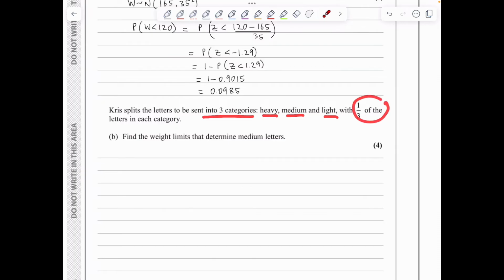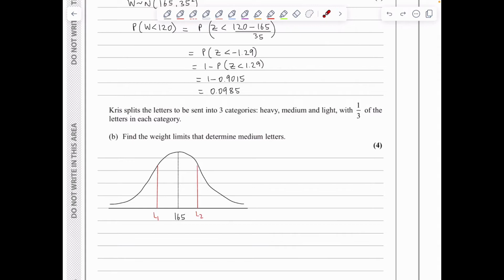of the letters in each category, and we need to find the weight limits that determine the middle category, the medium letters. So it makes sense to start by drawing a bell-shaped curve centered at the mean of 165, while I'm trying to determine the limits, which I will call L1 and L2, such that we've got a third in each of these classes. So a third, and a third.